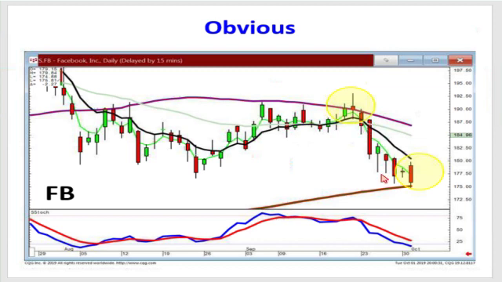Blue ice failure. They're heading back to the next major support level.